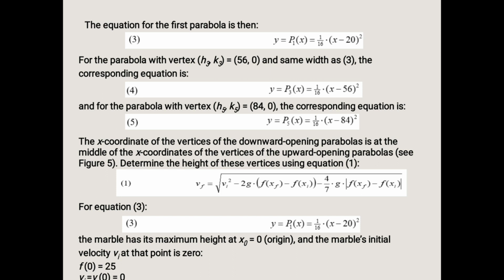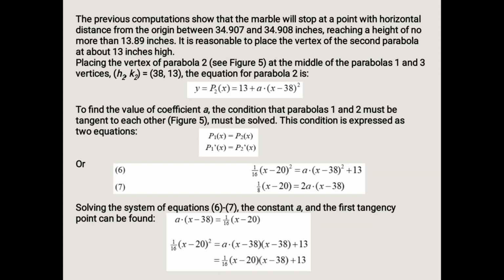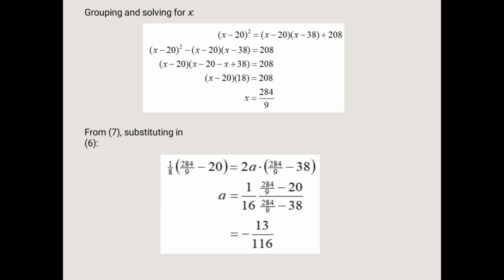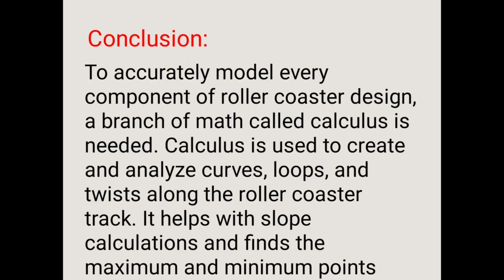This is the equation for the first parabola. The x-coordinate of the vertex of the downward opening parabola is at the middle of the x-coordinates. By many calculations we attain these rates, and finally we group, solve for x, and substitute in the 7th and 6th equations.